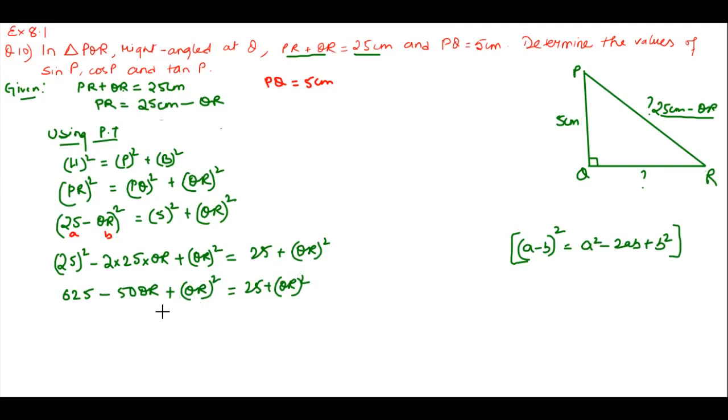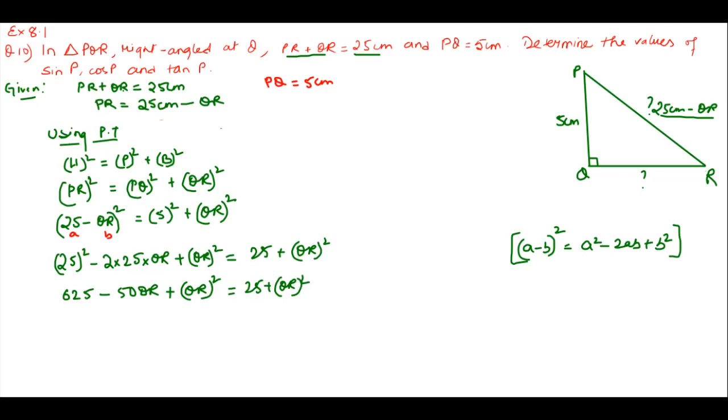Now in the left hand side, we don't have any like terms, right? These 50 QR and QR square are not like terms, okay. We cannot add these two. This QR doesn't have power 2 and this QR has power 2, so these are not like terms. We also cannot add this 625 with these terms, because 625 is simply a numerical value, but these have QR, right? So these are all unlike terms. Similarly, in the right hand side, both of these are unlike terms. That means we cannot add or subtract.